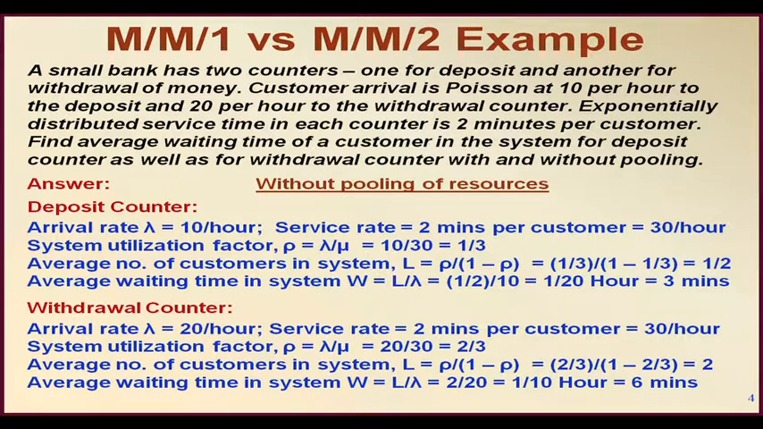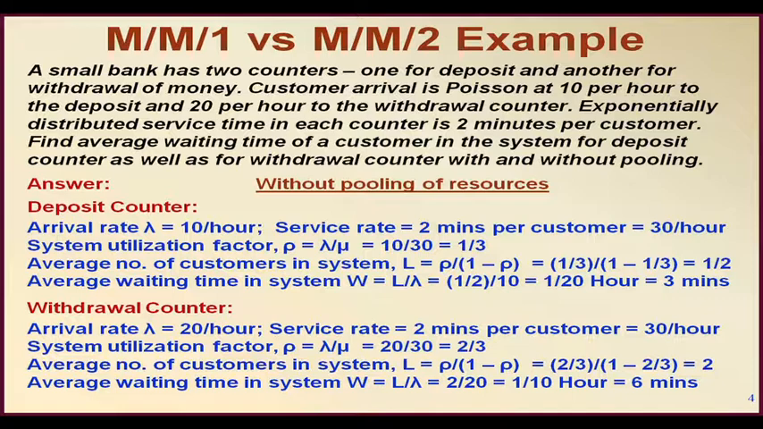Now, a problem that we had already solved: a small bank has two counters, one for deposit, another for withdrawal, and arrival in both is a Poisson process at 10 per hour, while the service rate is 10 per hour for deposit and 20 per hour for withdrawal, with exponentially distributed service time of 2 minutes per customer for each of the counters. Usually for such problems we like to know the average waiting time in the system for both counters, and we have already solved this problem for MM1.